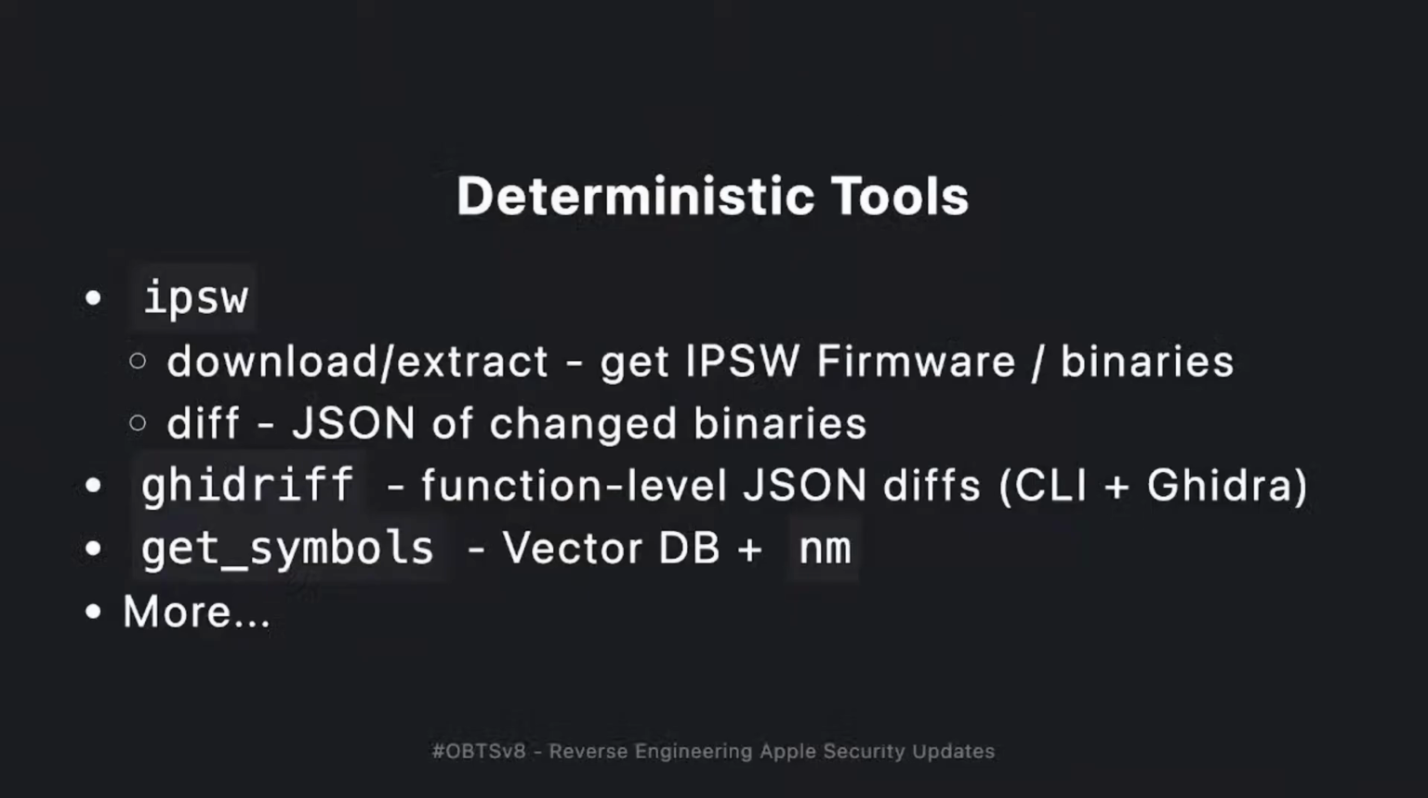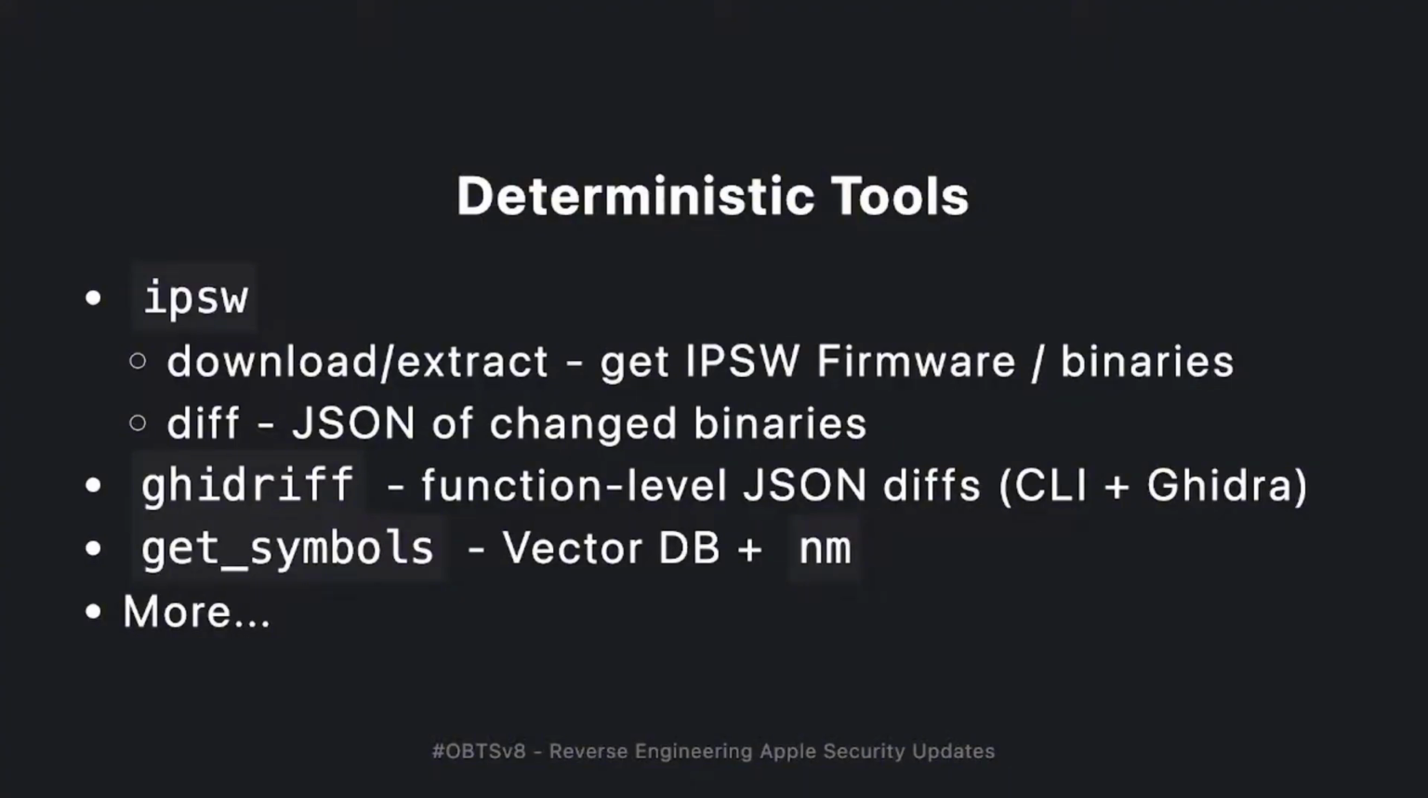That data will feed into your tools. And my tools have stayed the same. I have ipsw to download and extract, and then diff the firmware files. I use ghidriff for my code changes, and then I've added some custom symbols in there to help my agents figure out which binaries are relevant. One that's really cool is one I call get symbols. All it does is run nm on the binary itself, and all of a sudden you can compare the results.